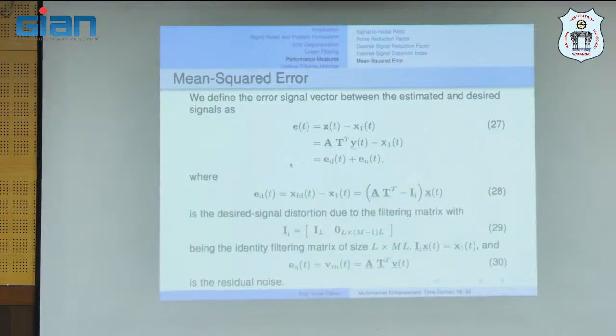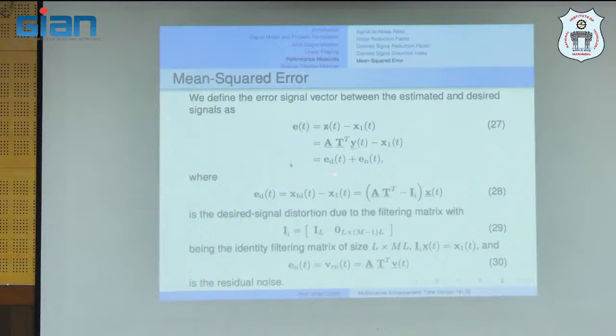We can define the mean squared error. In the mean squared error, we take into account the error between the output of the filtering matrix, Z, and the samples of the desired signal in the reference sensor. This is the error, and the error contains two components. One component is related to the distortion. The other component is related to the residual noise.